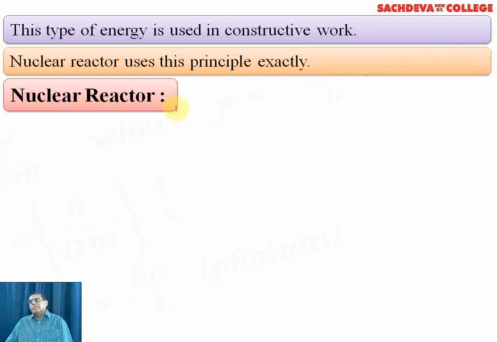One is called the fuel unit, the other is the moderator, and the third component is the control rod. Control rods are made up of cadmium or boron, and their purpose is to absorb the neutrons which are not required in the nuclear reaction.